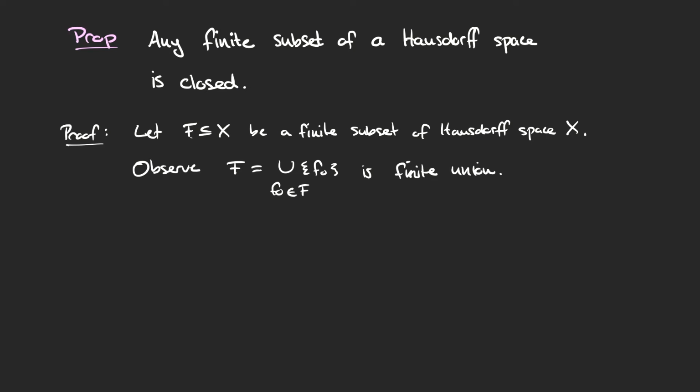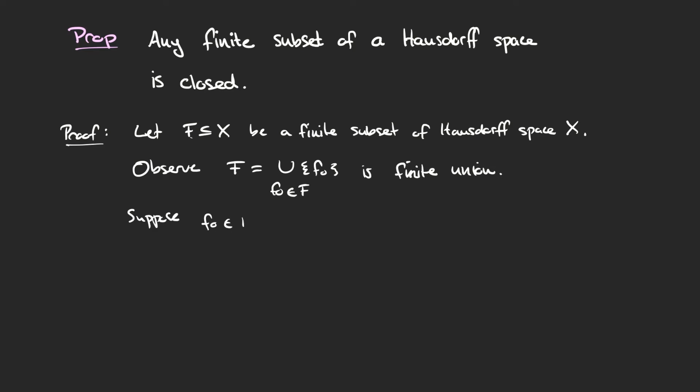Now recall that a finite union of closed sets is again a closed set. So it's not the case that arbitrary unions of closed sets are closed. However, finite unions of closed sets are always closed. Therefore, if we can show that these singletons of points in F are closed, we'll have shown that F is closed.